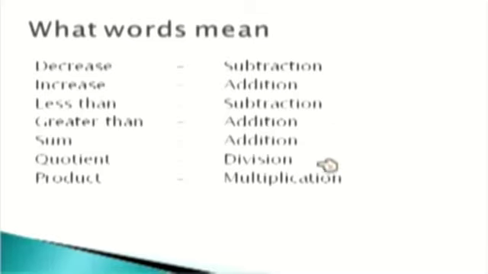And then for division and multiplication, here are two words that you'll see quite often. The quotient is division, and the product is multiplication. So those are some words that you'll see, and we're going to actually practice with making those into sentences, or from sentences into math questions. First off, we'll start with some of the easier ones.